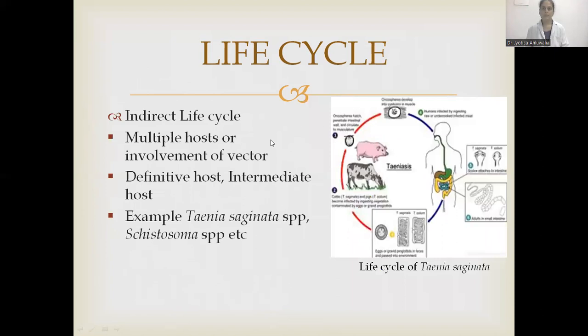The indirect life cycle, here the multiple hosts or involvement of the vector is there. The definitive host and intermediate host are present. Like man can be the definitive host while the pork or the buffalo can be the intermediate host or cow. The example is Taenia saginata or the Taenia solium and Schistosoma species.